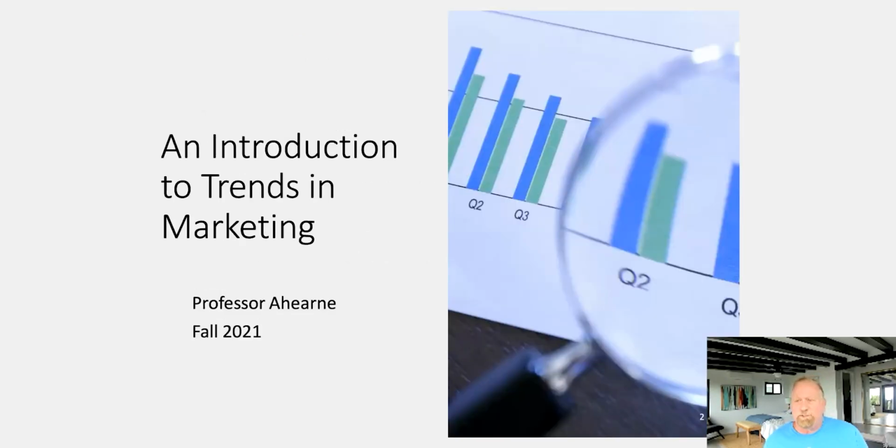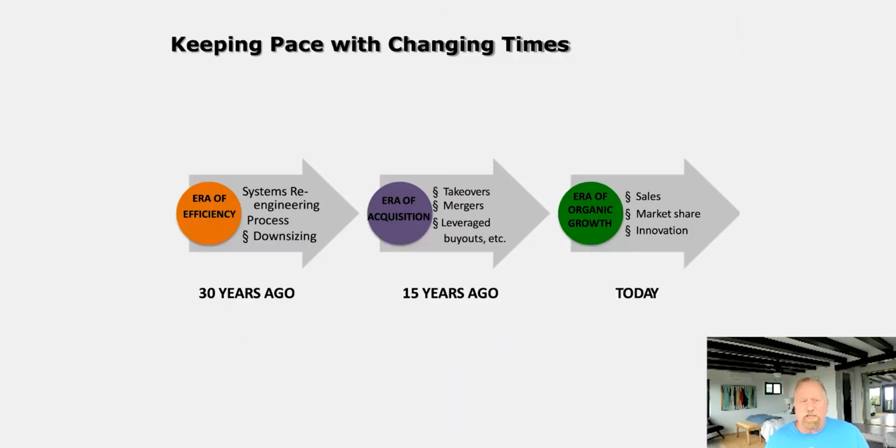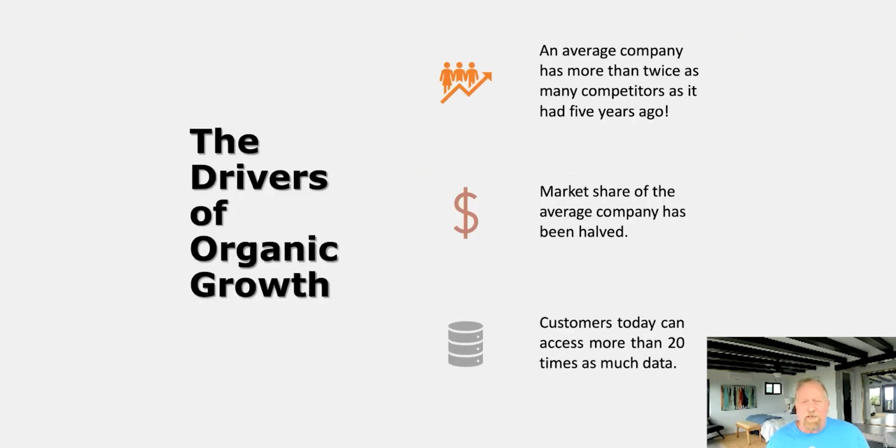So we did this introduction to trends session that was part of the syllabus. One of the things I talked about is the evolution of the changing times from the era of efficiency to the era of acquisition to organic growth. Be familiar with that, and some of the trends I talked about in that area as well. These are a couple of key things I talked about: the average company having more competitors, some of the market share being cut down for companies, and customers wanting more data acquisition or data content to be able to review.